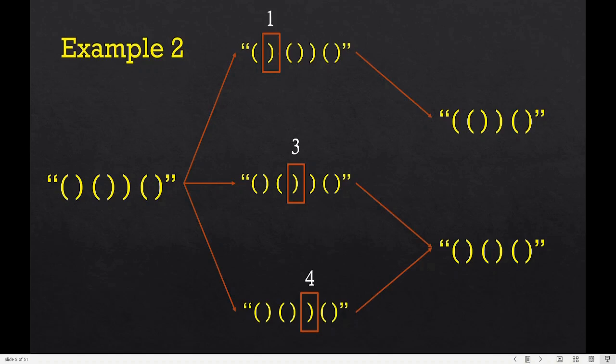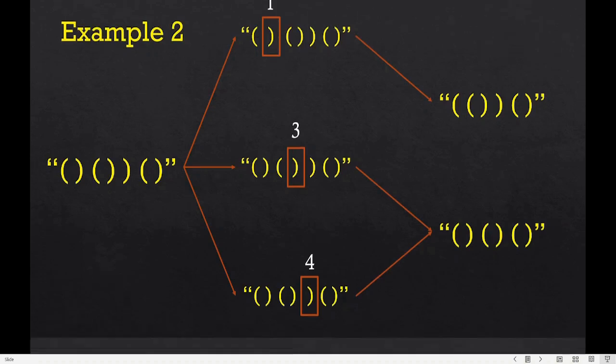First way to create a valid expression out of this invalid expression is to remove the first index. So we'll get a final valid expression. As you guys know, more than one valid expression can be obtained out of an invalid expression. The second way is to remove the third index, and we'll get a second valid expression. The third way is to remove the fourth index, and we'll get a final repeated valid expression that is obtained while removing the third index.